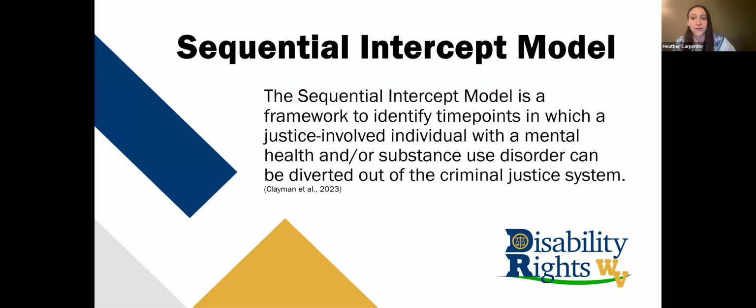The Sequential Intercept Model is a framework that was developed to identify time points where a justice-involved individual with a mental health or substance use disorder can be diverted out of the criminal justice system. The mapping process brings together leaders of different agencies and systems to work together to identify strategies to divert people with mental and substance use disorders away from the criminal justice system.